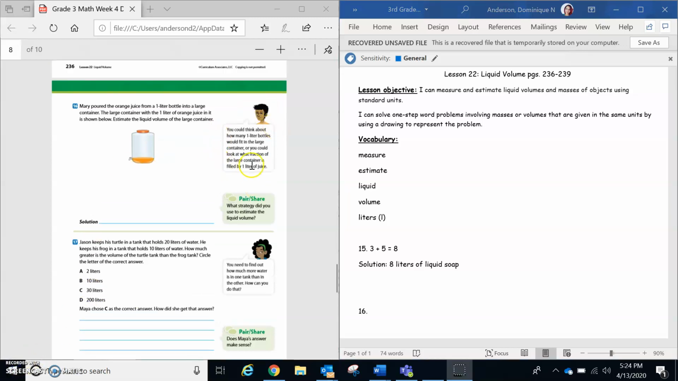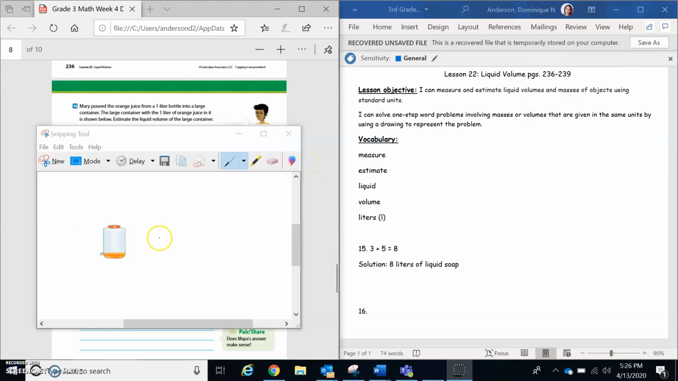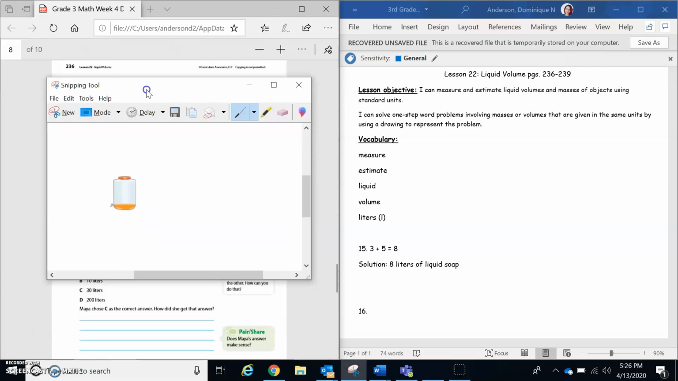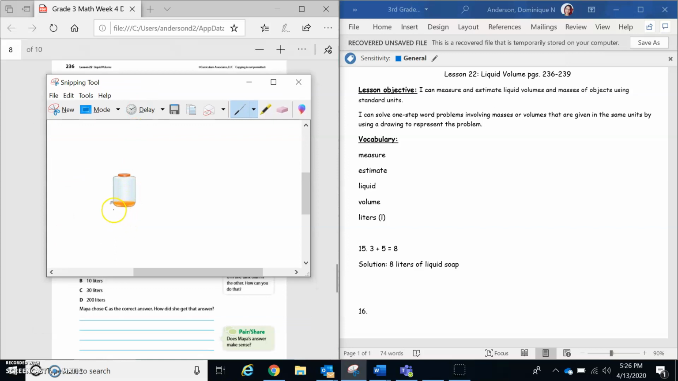Alright, so again, I'm going to look at my little friend here. He says, you could think about how many 1 liter bottles would fit in the large container, or you could look at what fraction of the large container is filled by 1 liter of juice. And so what I did here was I took a picture of our liter because I'm not able to draw on the computer, but you might be able to. So I can see here, if I draw my line straight across, it's pretty good.